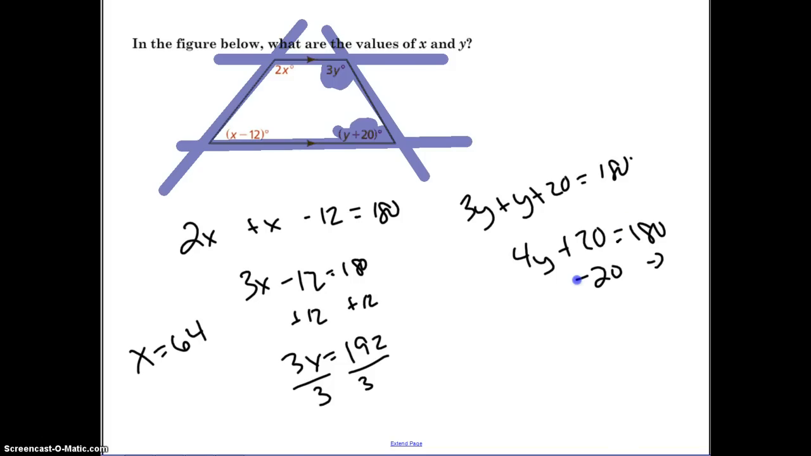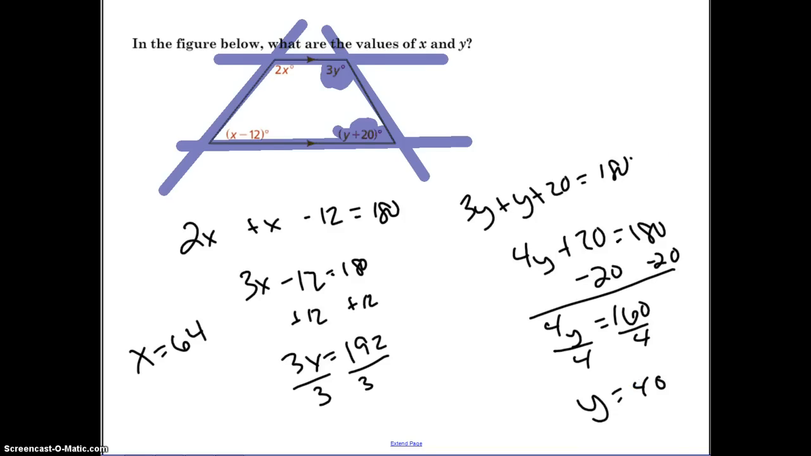Now I'm going to subtract 20 from both sides. That gives me 4y equals 160. Divide both sides by 4. And y is, well, 4 goes into 16 4 times and then with a 0. So we have a 40.